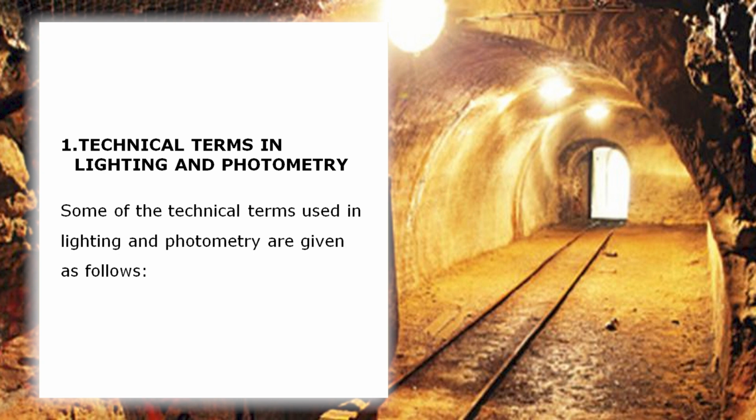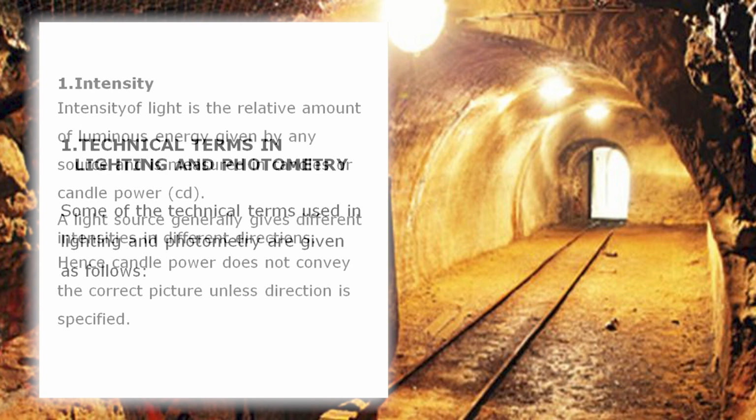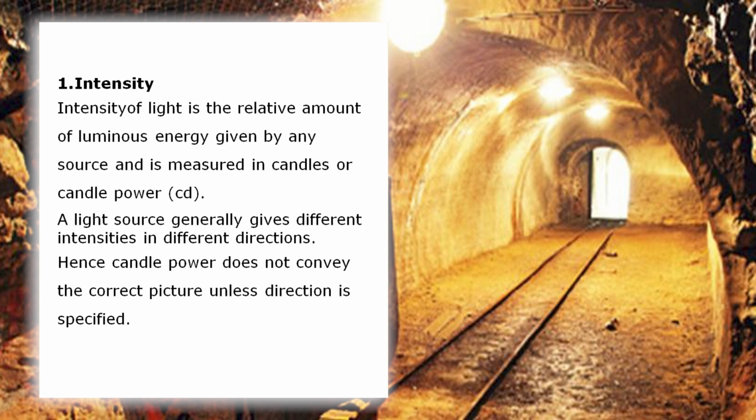Some of the technical terms used in lighting and photometry are given as follows. First one is intensity. Intensity of light is the relative amount of luminous energy given by any source and is measured in candles or candle power, denoted by CD. A light source generally gives different intensities in different directions. Hence, candle power does not convey the correct picture unless direction is specified.